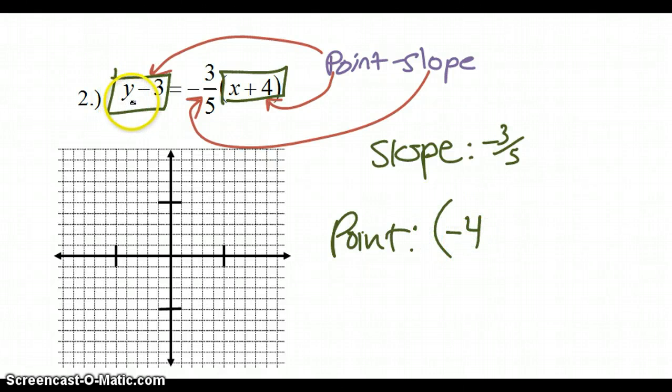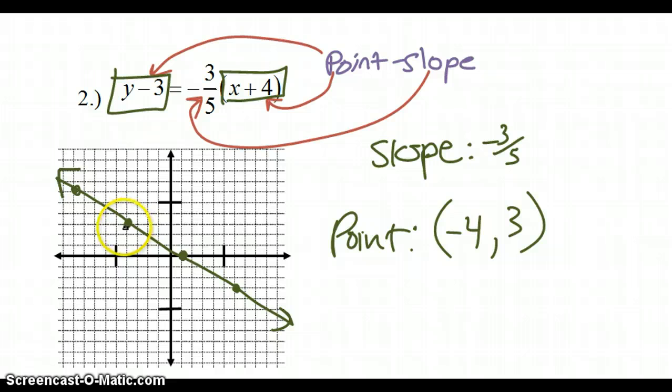And then the y can be thought of the same way. What number as y would make this whole left side 0? The answer is +3. So +3 also happens to be the opposite of -3. All right, so we've got our point, we've got our slope. Okay, so your line should look like this. So you start with this point, start on the -3/5 slope, and there we go.